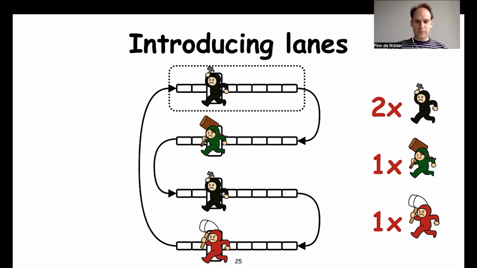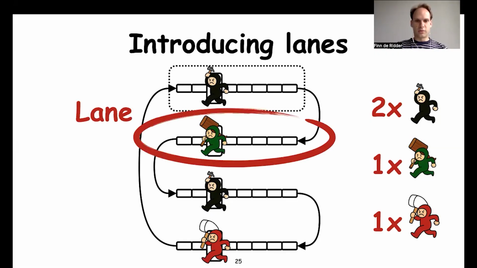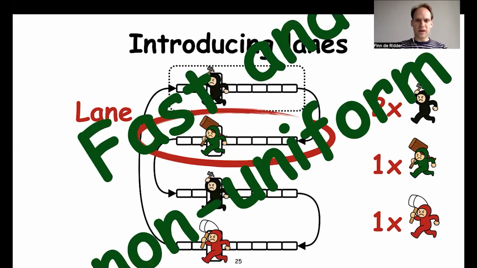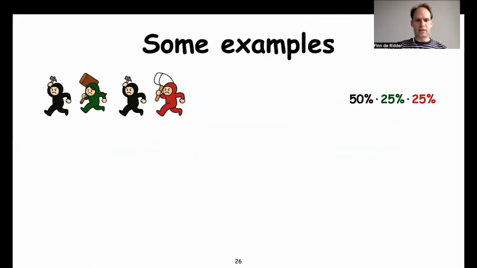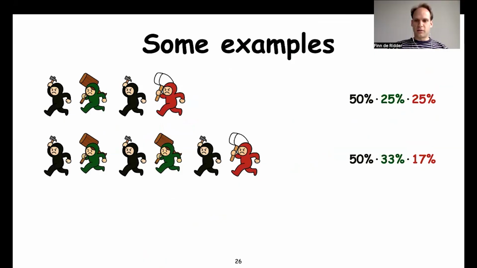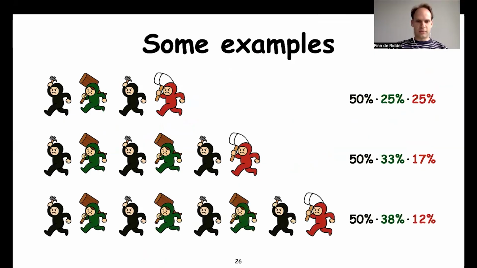the eviction will work. And therefore, if I create a chain that looks like this, I can get some non-uniformity, because now the black aggressor is accessed twice, while the others are accessed only once. So I can get some kind of non-uniformity. So this is what we mean by a lane. And this creates fast patterns that are also non-uniform. Some examples will be the following. This will be the one that I've shown on the previous slide, where we have 50% for the black aggressor and 25% for the other two. You can also make it longer to get different ratios. And there are many more combinations possible.